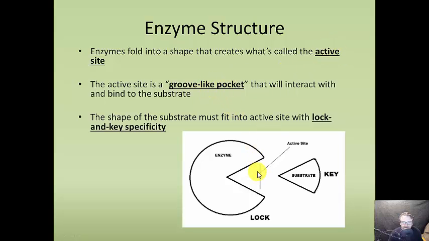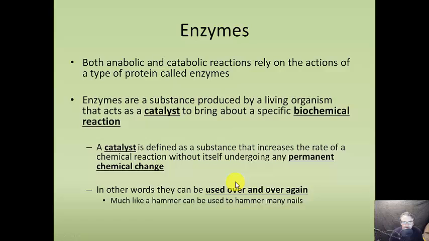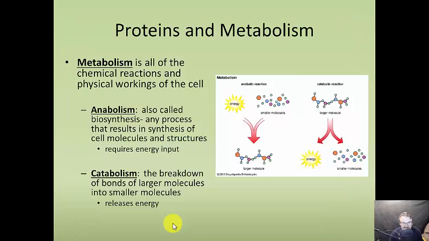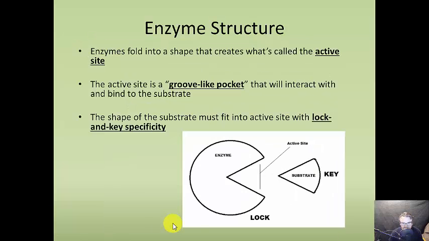So we have a groove-like pocket, we call it the active site, and it has a lock-like shape that allows the substrate to fit in with key-like specificity. So very similar to what we've talked about before. Just to connect this back to what we talked about earlier, it's ultimately the sequence of amino acids, and the amino acids form that shape, and this shape then determines what the active site looks like, and then that determines what substrate it interacts with.